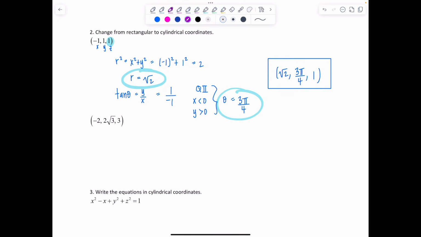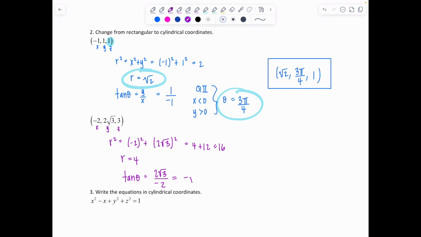So currently we are in rectangular. This is x, this is y, this is z. Let's get r. So r squared equals negative 2 squared plus 2 root 3 squared. So that's going to be 4 plus 12, which is 16. So r is 4. And then tangent of theta is 2 root 3 over negative 2, which is negative root 3.